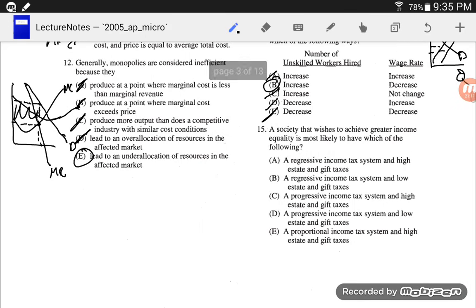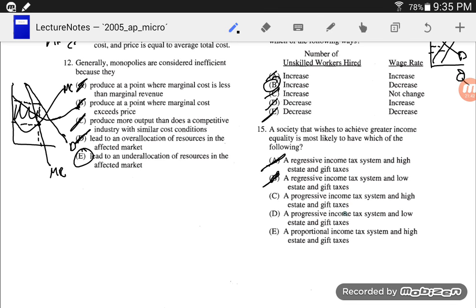And last one for this video, number 15. A society that wishes to achieve greater income equality is most likely to have which of the following? Not a regressive tax. A regressive income tax would mean that rich people pay less income tax than poor people, so that's not going to be greater equality. Neither is that. A progressive income tax would definitely move in that direction.